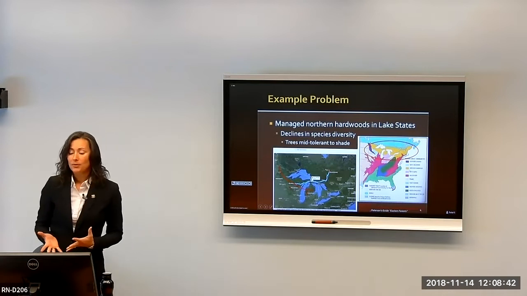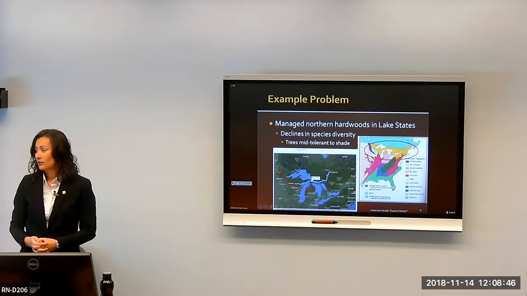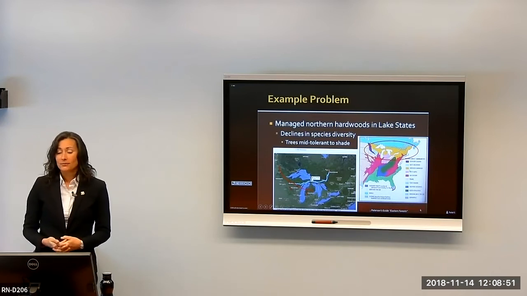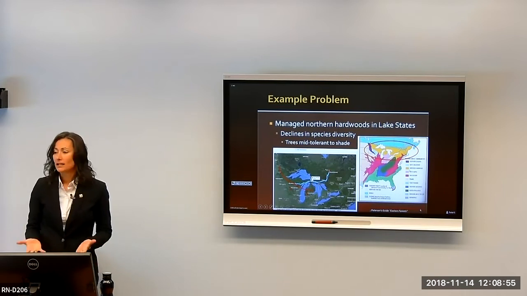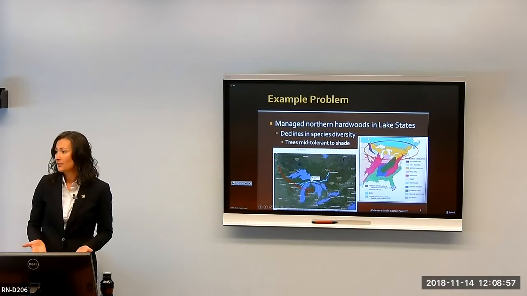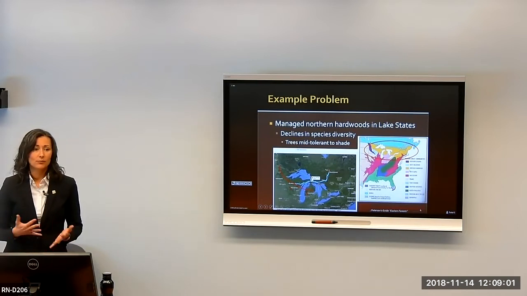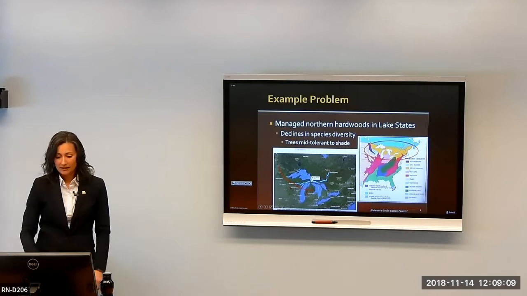So the example problem for today is going to be about managing the northern hardwoods in the lake states. Over the past 100 years, we've seen declines in diversity. And so there's a lot of interest in maintaining the original species composition of these forests. And how can we do that in our managed forests, where we try to manage for multiple objectives, from social objectives, ecological, and economic objectives.